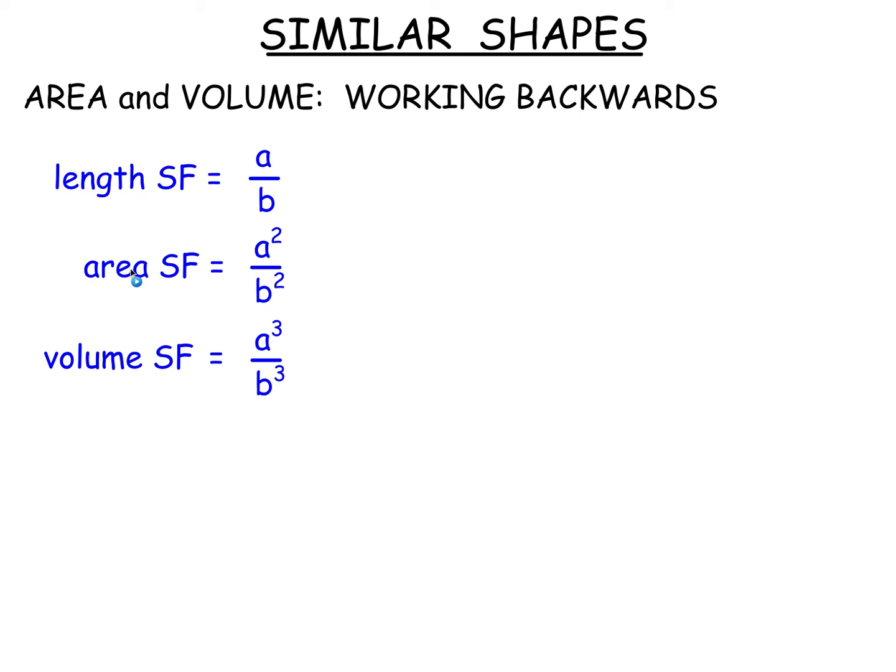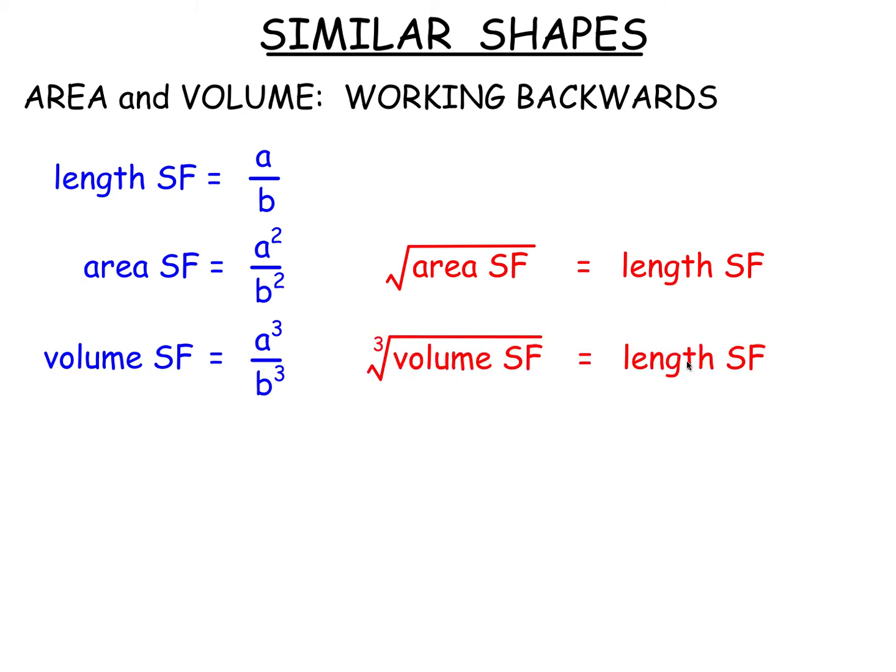Now, since the area scale factor is the square of the length scale factor, if you square root the area scale factor, that will give you the length scale factor. So to reverse the squaring, you square root. Similarly, the volume scale factor is the cube of the length scale factor, so you want to cube root the volume scale factor to get back to the length scale factor. So square rooting the area scale factor, cube rooting the volume scale factor to get back to the length scale factor.